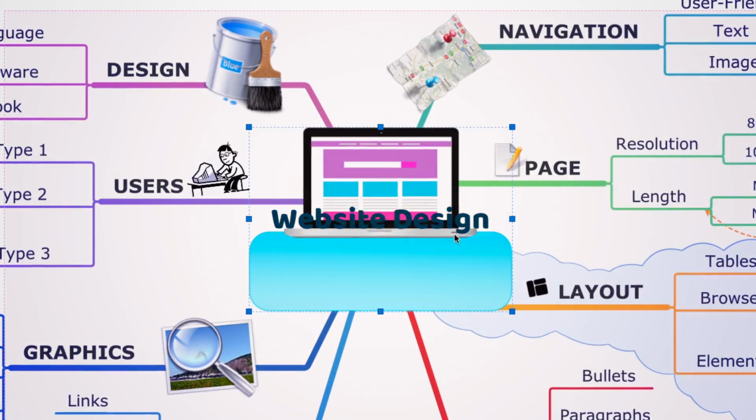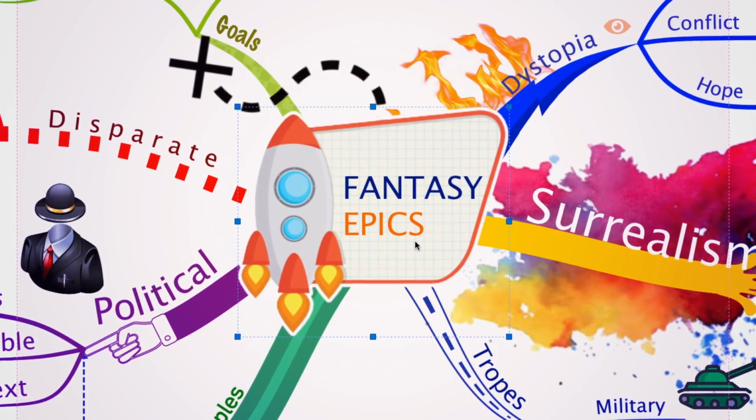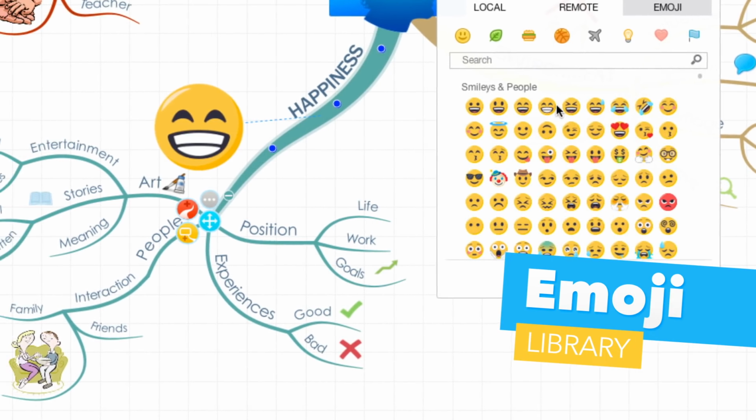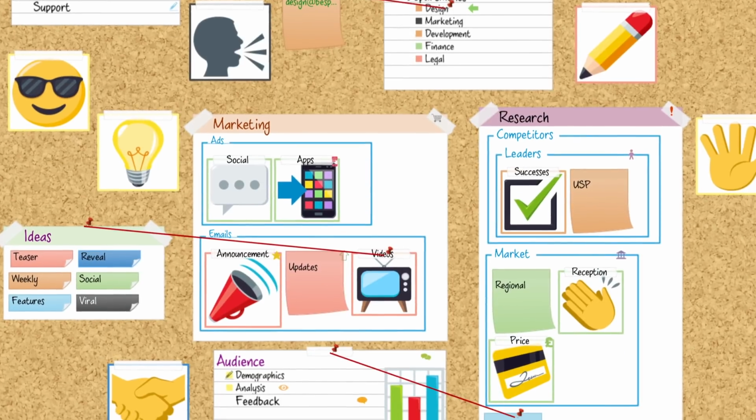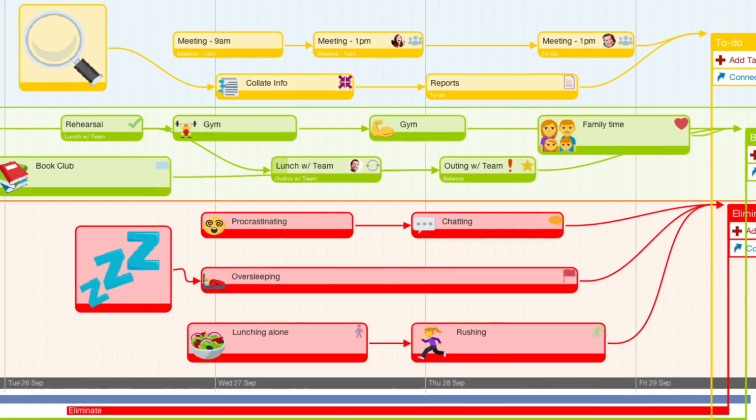Position your central idea text where it makes most sense to you. Say hello to a library of familiar faces. Insert emojis into your mind maps, radial maps, brainstorms and more to add some personality to your projects.